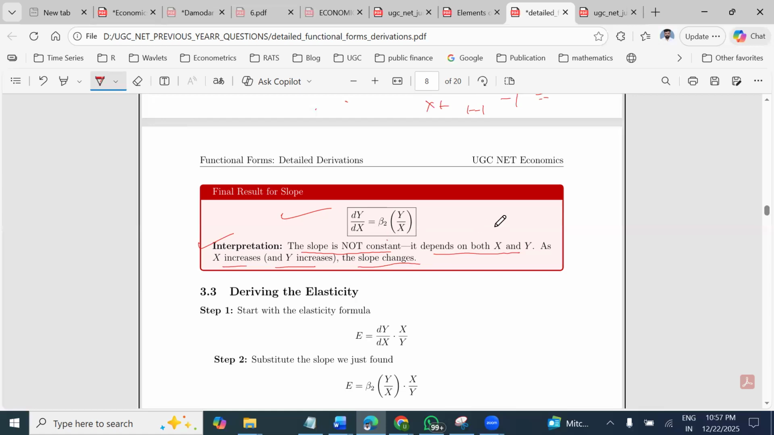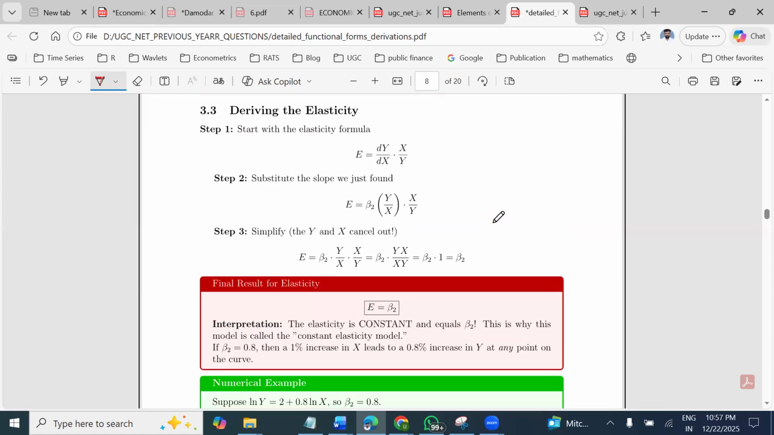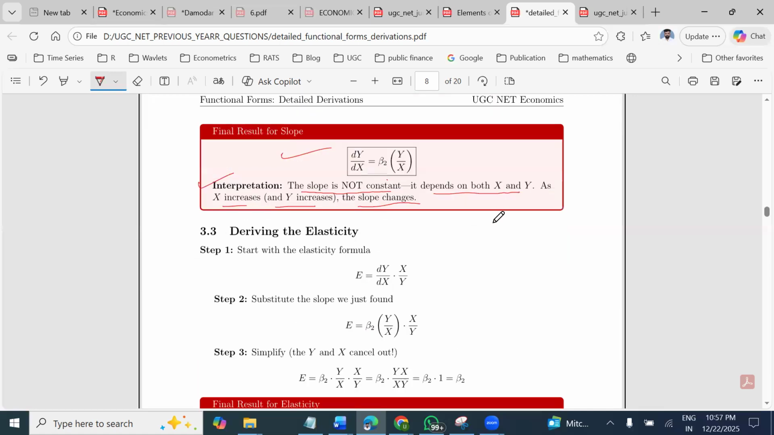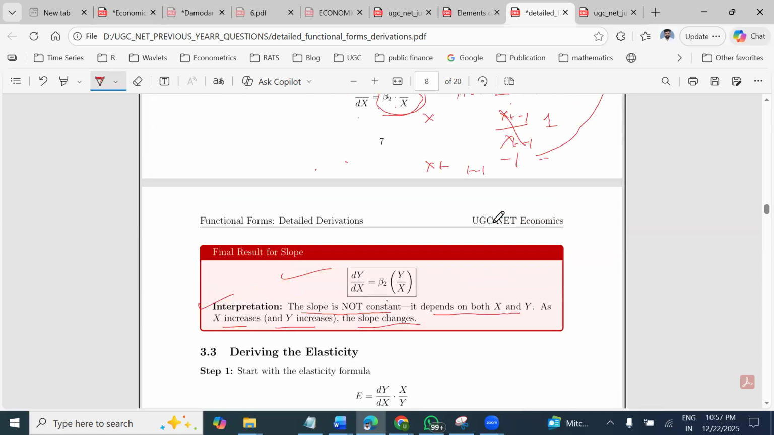What is the elasticity or not? Are you getting my point? Is it clear, Madhusmita? Yes, sir.